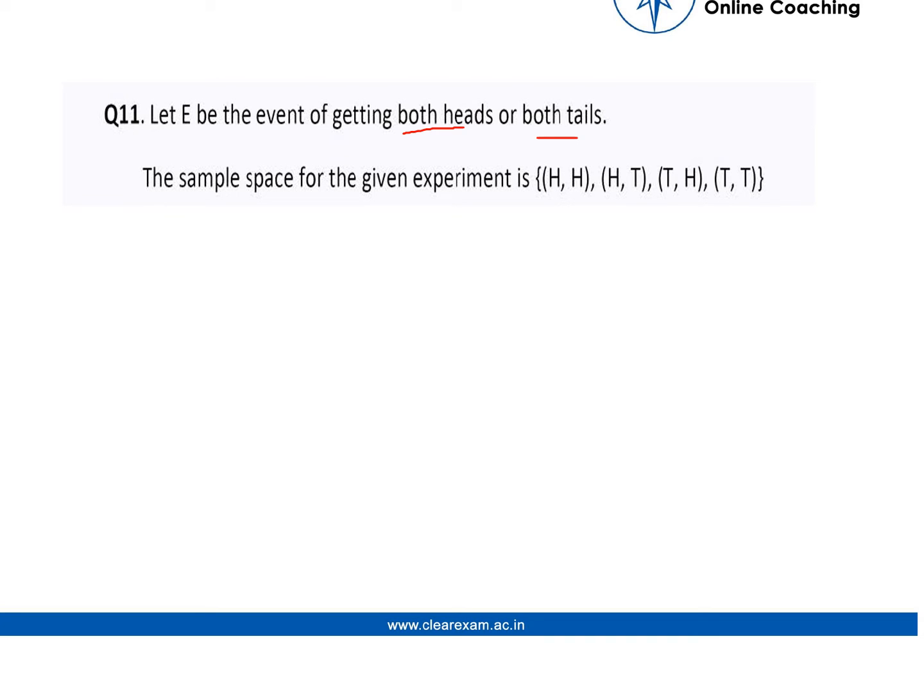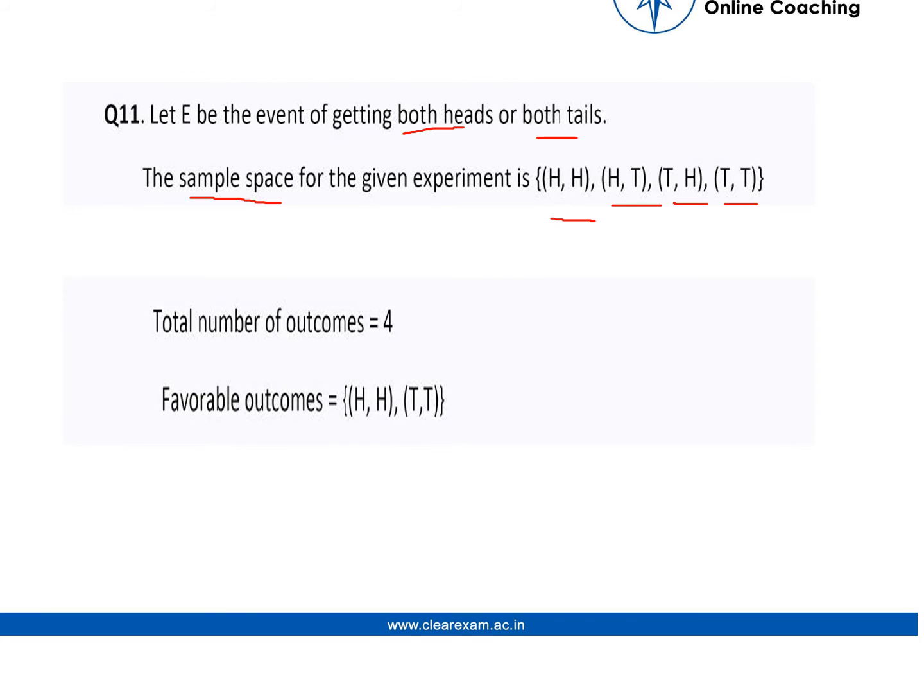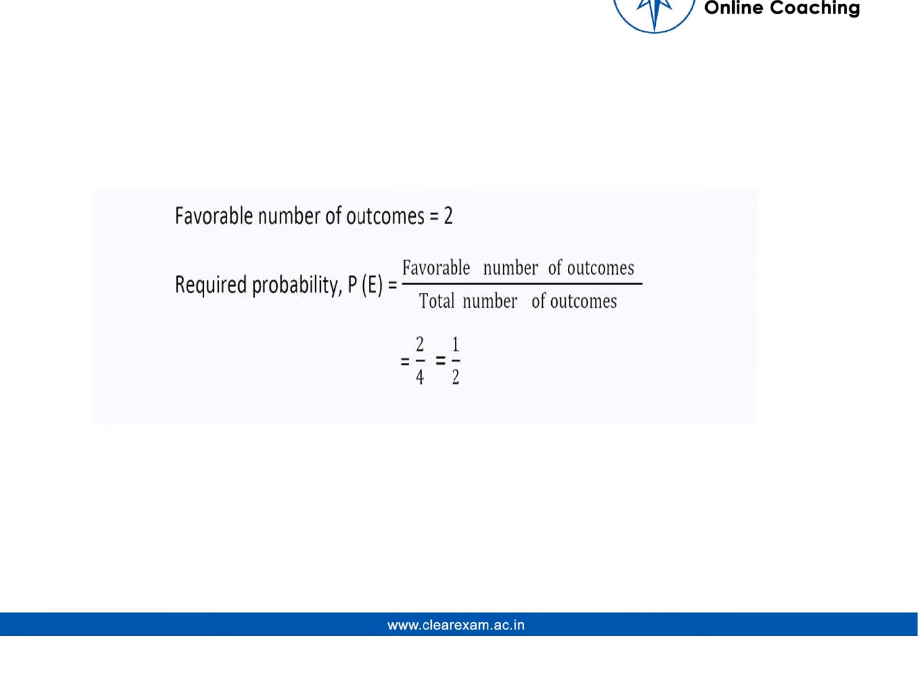So now we have to determine the sample space for the experiment, which will be both heads, first head then tail, first tail then head, or both tails. Therefore, the total number of outcomes will be 4. So now the favorable number of outcomes will be either both heads or both tails. So therefore the total number of favorable outcomes will be 2.